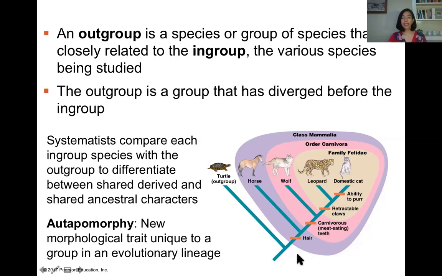Time, the past is here at the bottom, and the most recent time is at the tips of these branches. So an autapomorphy is going to be a new morphological trait unique to a group in an evolutionary lineage. So in this case, for this lineage, domestic cat, the ability to purr will be our autapomorphy.